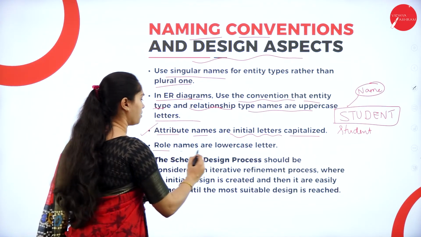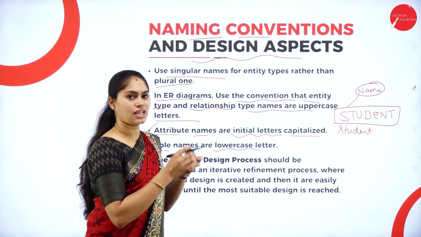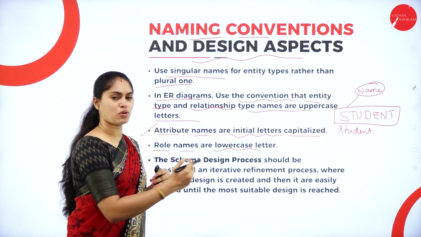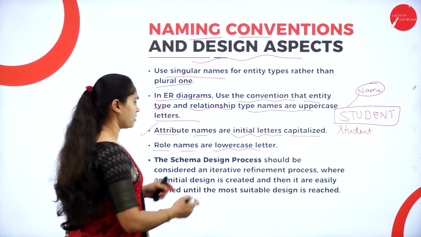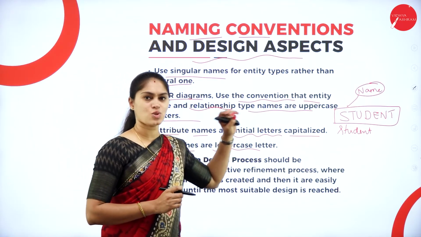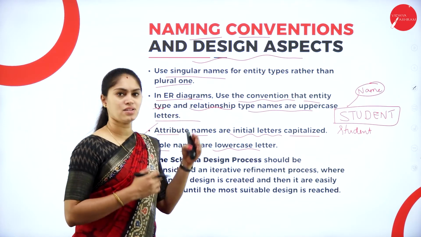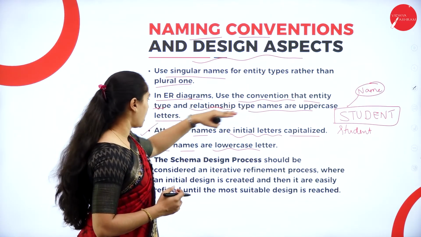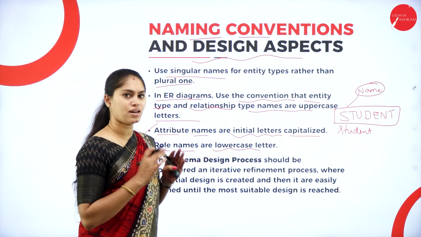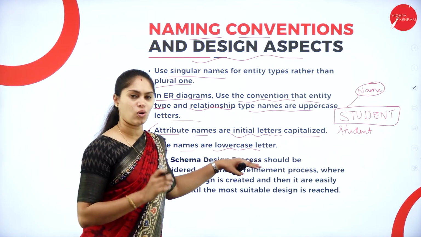And the role names are lowercase letters. For example, teacher, teachers. So teachers will be the role, right? If you consider the employee and employer, they are performing their own roles. So that has to be in lowercase letters. So when it comes to the diagram naming, you have to use singular words, and in the ER diagram, entity types as well as relationships should be in uppercase, attribute names' first character must be in uppercase, and role names must be in lowercase letters.